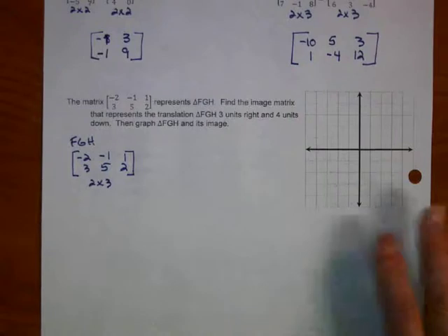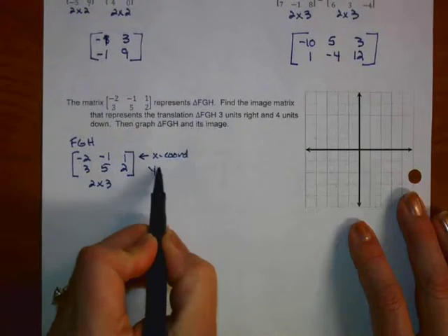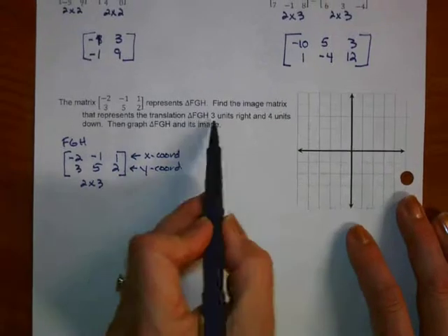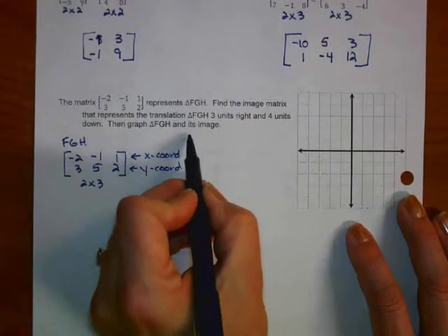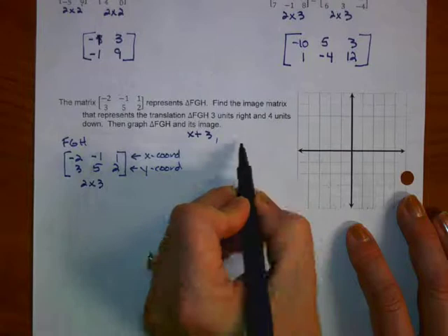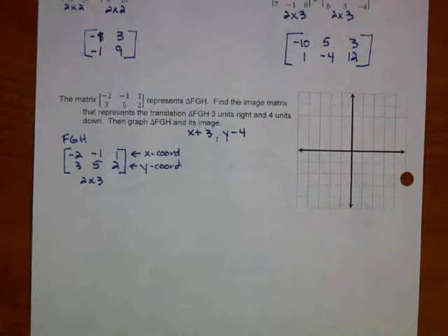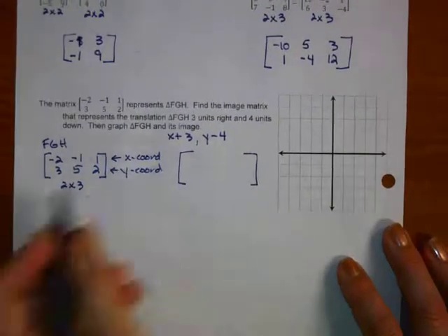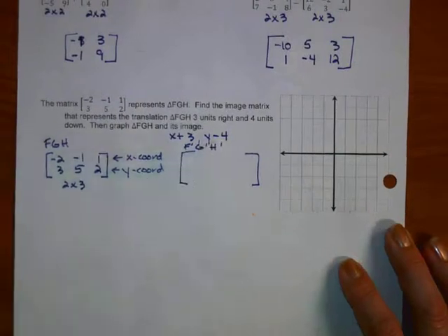All right. So, remember, these are the x-coordinates. And these are the y-coordinates, correct? What does this say I have to do? 3 units right means I have to do what? What am I adding to my x-coordinates? And then what am I doing to my y-coordinates? So, keeping that in mind, I'm going to draw my image. It's kind of small here, sorry. F prime, G prime, H prime.